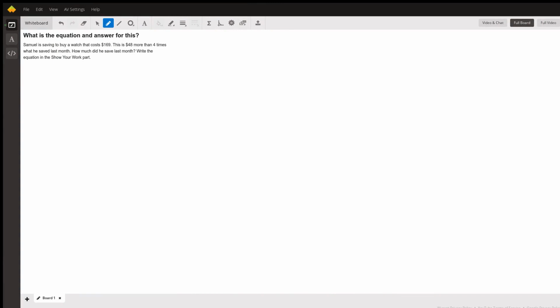Okay, so I'm going to do a short video explaining the answer to this problem and writing out my work. So the first thing we're going to do is read the problem, and as I read, I'm going to highlight important information. So the question says, what is the equation and answer for this?